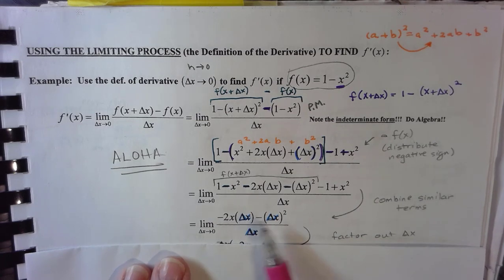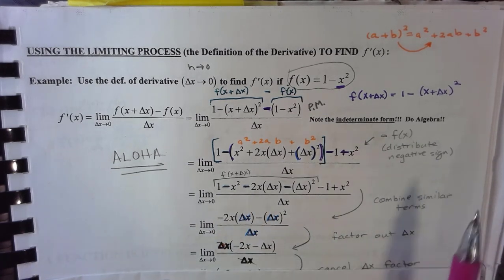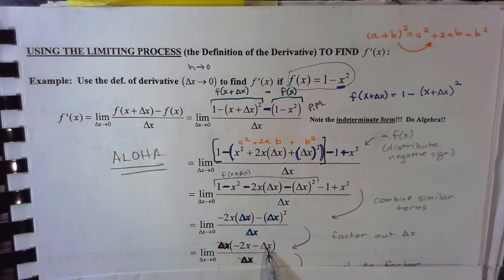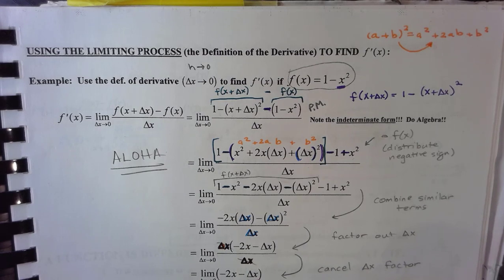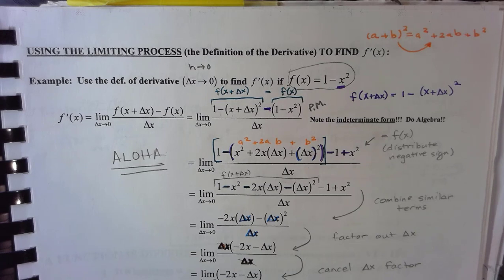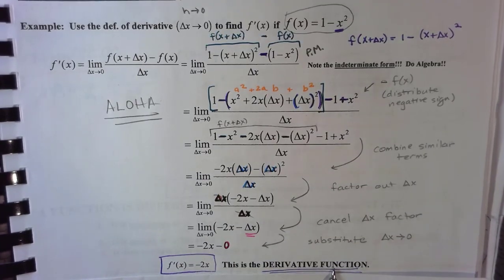You see that we have delta x common to two terms. Let's factor it out. That leaves a negative 2x minus one more delta x. But now look at what we have. We now have something where I can substitute delta x equals 0, because as delta x moves to 0, this goes to 0, and I am left with negative 2x. And that is our derivative function.